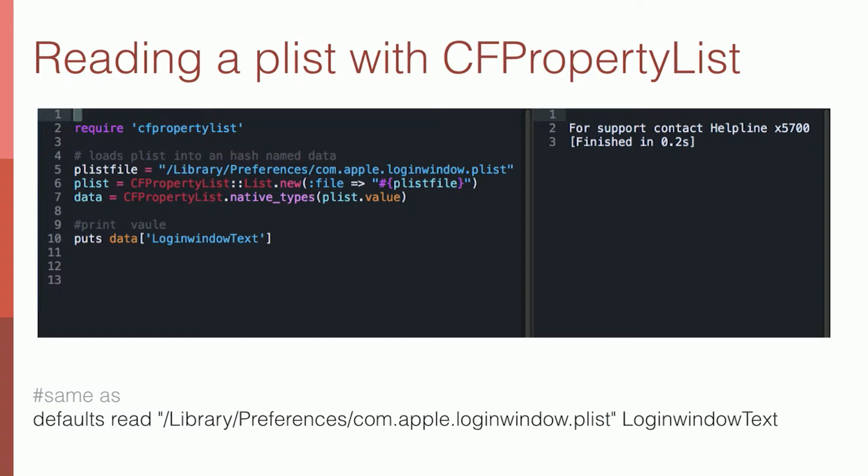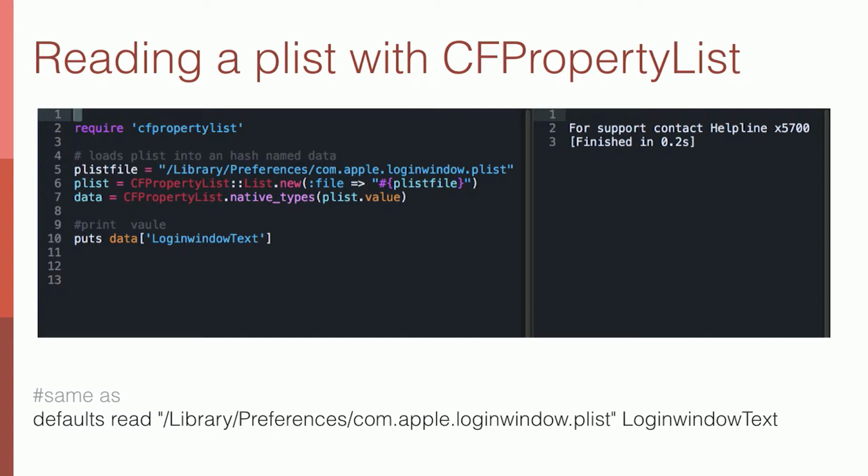Then on line 10, you can say puts login window text, because I want to read the apple.loginwindow plist, and I want to see if there's a value in that login window text. It spits back "for support, contact helpline." So this is the same as the command on the bottom, defaults read.